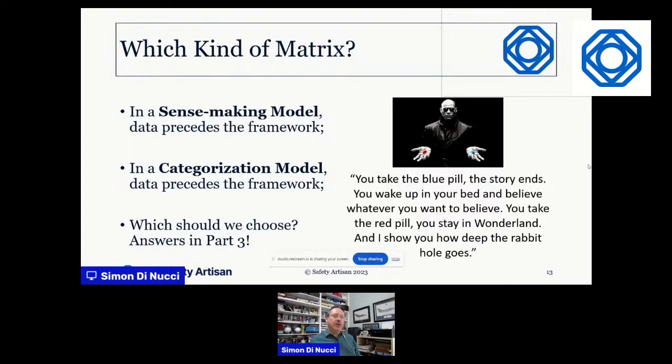Now, which kind of matrix is a risk matrix? And I apologize, I couldn't do something on matrices without a quote from The Matrix. So, is it a sense-making model, or is it a categorization model? Which is it? Or, how should we use it? I'll answer that in part 3. But one allows us to believe what we want to believe, and one actually shows us reality, however frightening that reality might be.